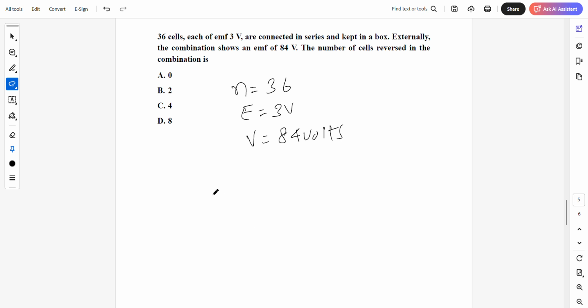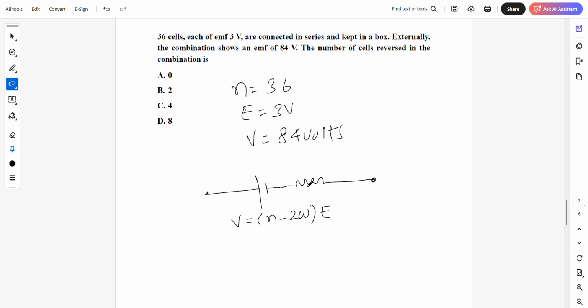How much? Now you have to remember this one. This is very, very important. I will give one technique for how you can remember. If we have a number of cells connected in series, and in that some cells are connected wrongly, what is the formula? V is given directly. You can remember this external. The combination shows an EMF V, which is equal to n minus 2W into E.